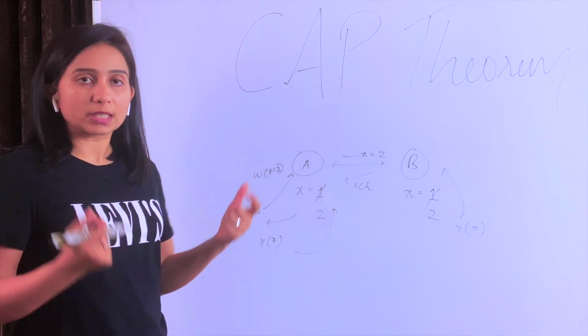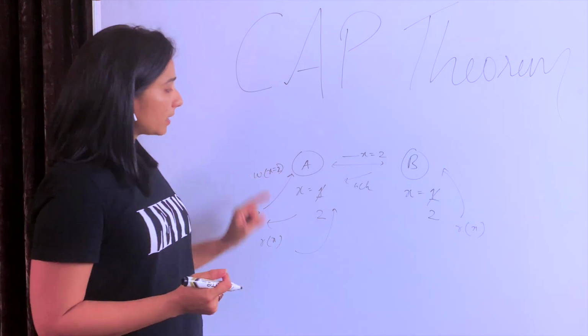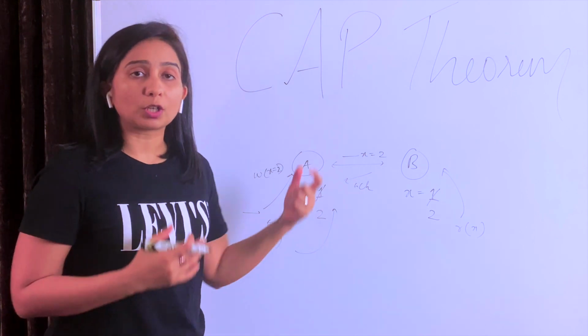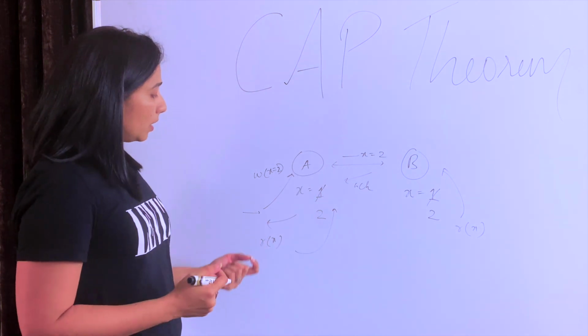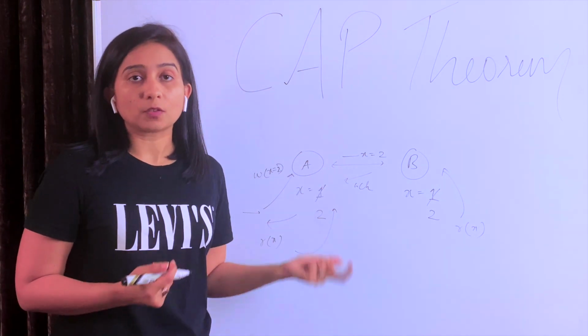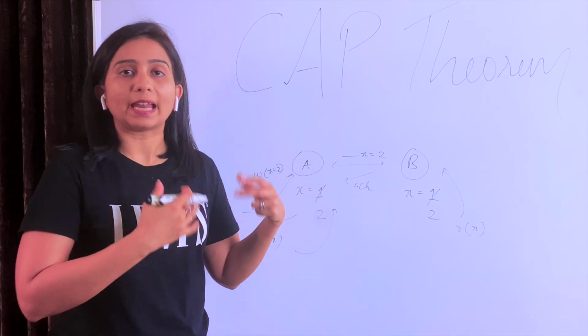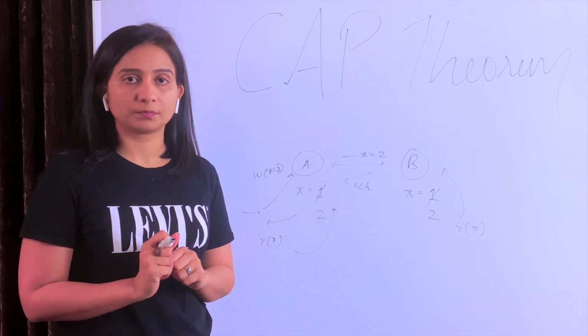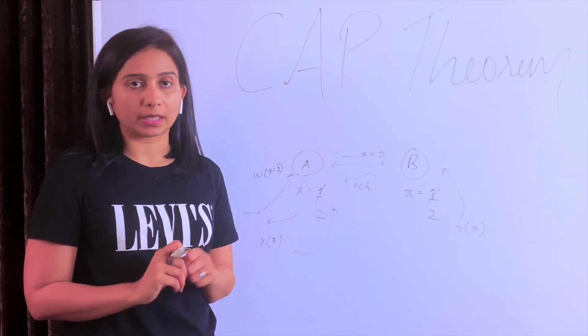Are the nodes available? Is the system available? Any read that is happening on A or B is returning a response. The response is not an error response, and the response is giving the latest value. That is good. It is not guaranteed to give the latest value, but in this case, it is giving. So the nodes are available. Up until this point, everything is fine.